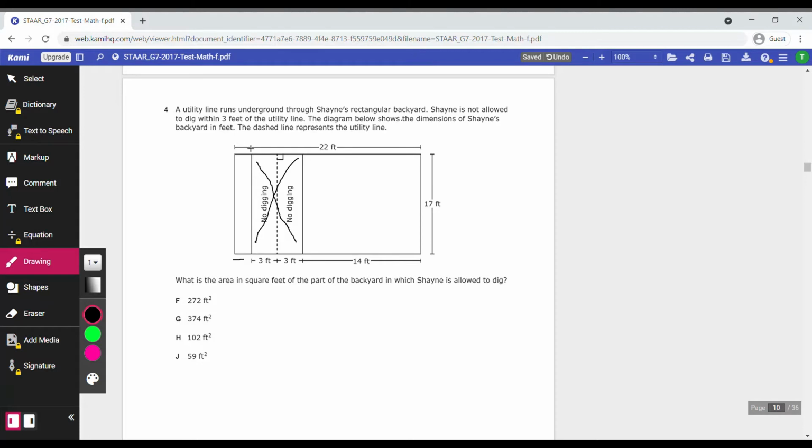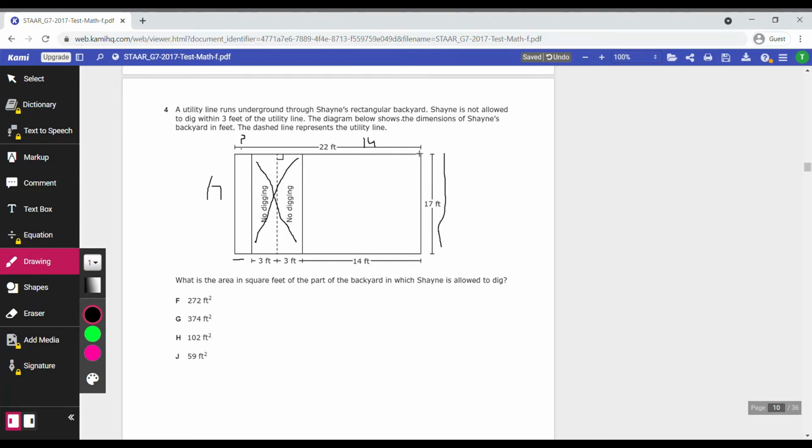So we have to figure out what this mystery length is, because they didn't give us a number like the 3 feet on the no digging part. Since we know this length is 17 feet, this should also be 17 feet. And if this is 14 feet, this should also be 14 feet.